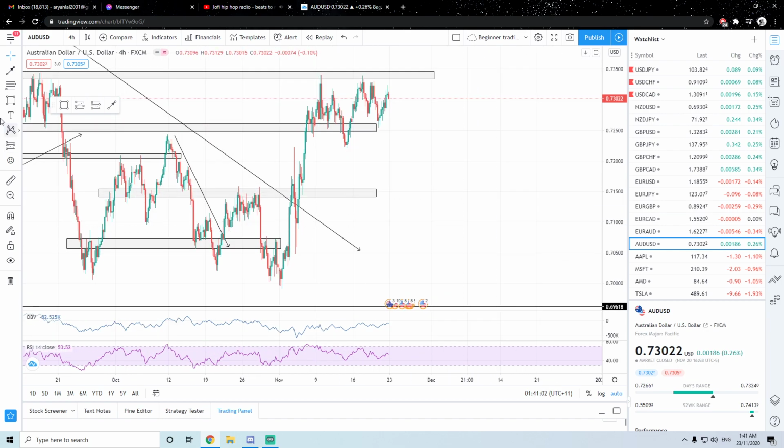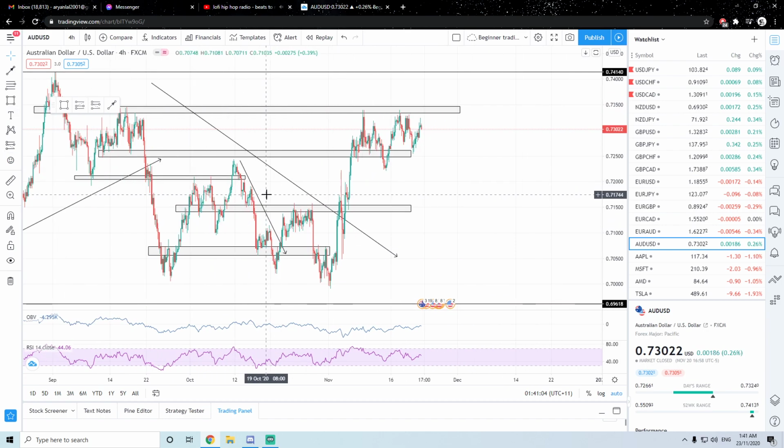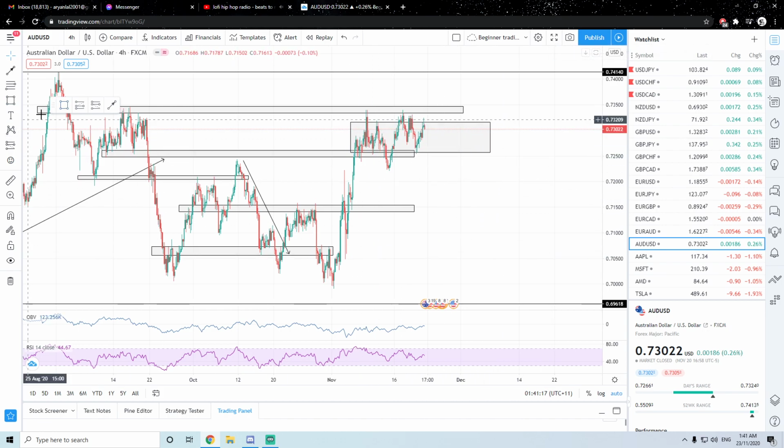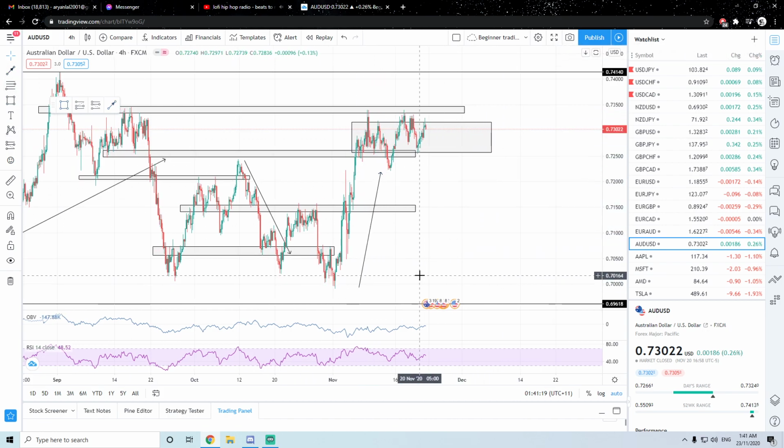So you can see a bunch of arrows here, just identifying some trends. But then here, I can see that it's ranging sideways after this big impulse move. It hasn't really corrected much. The only correction it's done is just this little section here, and it's continued going up, but it is unable to break the high.